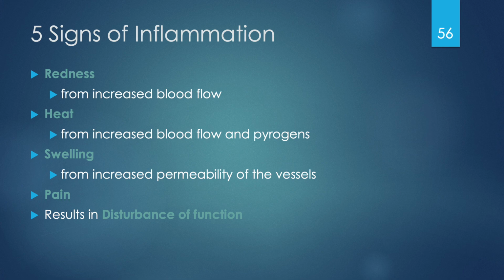So the redness is going to be formed because of increased blood flow to the area. And then heat is going to be generated because of that increased blood flow to the area and some pyrogenic chemicals as well. And then the swelling is going to occur because we have increased permeability of the vessels in the area, and that allows white blood cells, macrophages, and the immune response in general to address whatever the insult is. And as a result, because we have this increased blood flow and increased permeability and more fluid and swelling and heat, all of this is going to trigger our nerve endings in the area and create pain. And then again, finally, it results in a disturbance of function.